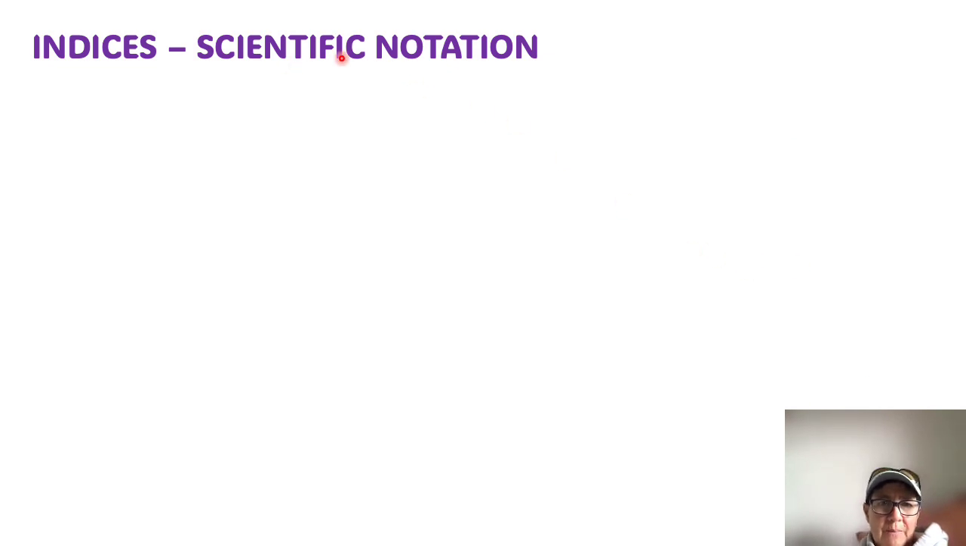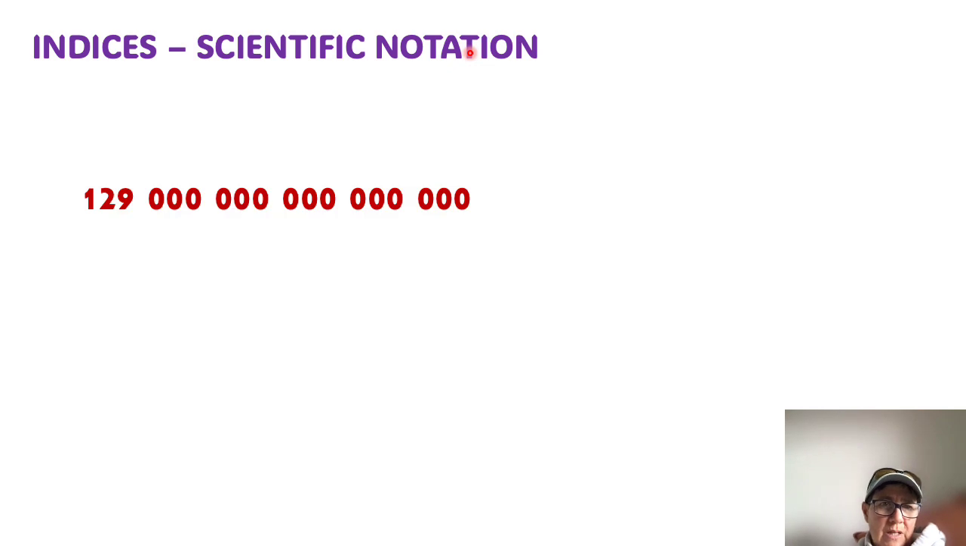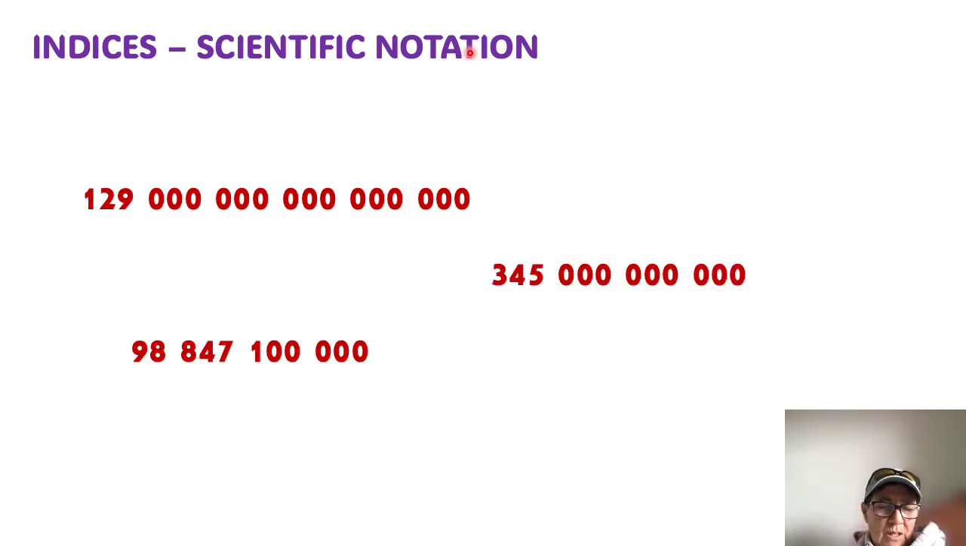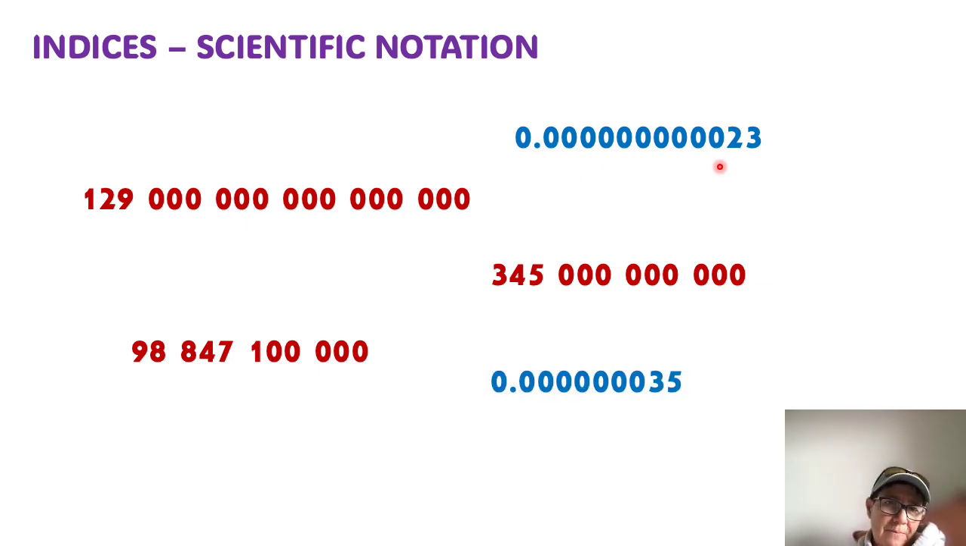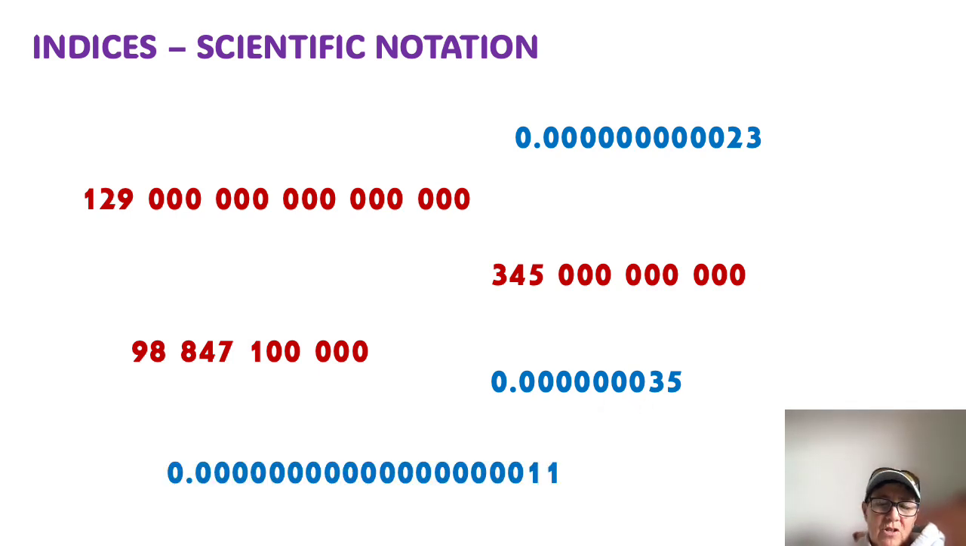We're going to look at something called scientific notation. Here are some really big numbers. Massive. Big. How would you like to have to write them constantly? Or some really small ones. Look at this, 0.000000023. 0.000000035. Tiny numbers or massive numbers.